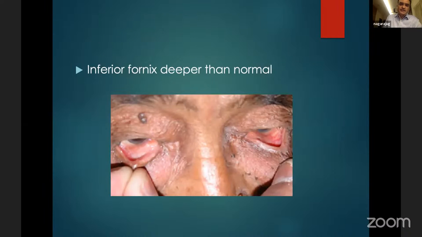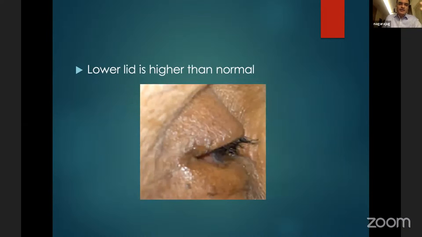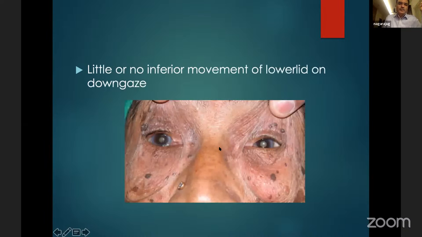And you try to see the fornices of the patient. And you see these fornices are much deeper compared to a normal individual. And the lower eyelid is at a slightly higher position than normal, especially in case of involutional entropion. And you ask the patient to look down, the lid will slightly move up, and sometimes there will be no movement of the lid also on downward gaze.